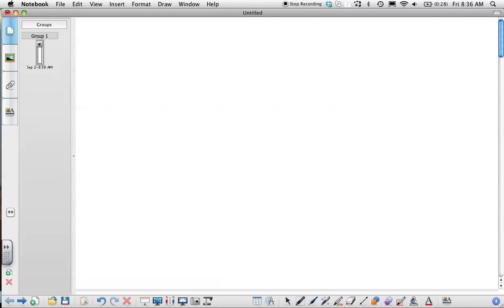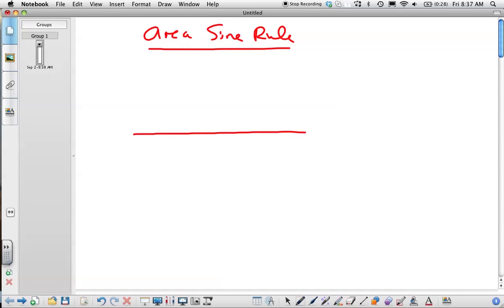Hello. Today we're going to be looking at the area sine rule, which is a way of finding the area of a triangle when one doesn't know the height of the triangle. Now traditionally we have used this formula, and I'd like to draw it out and remind you of it.